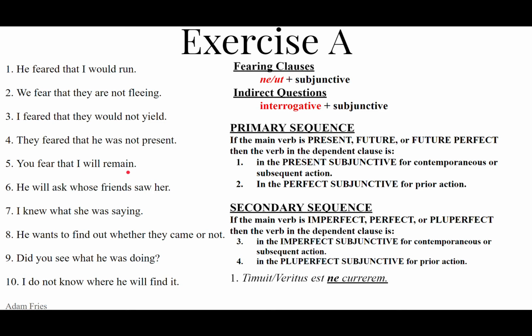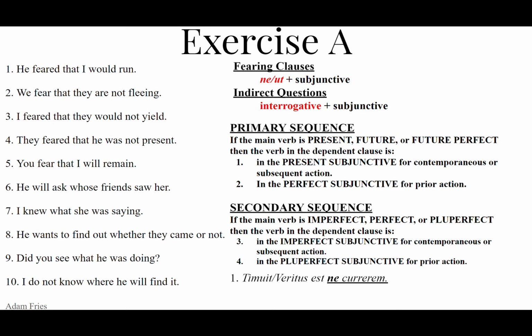When you see a will in a fearing clause, you're going to go with the present subjunctive because it shows a subsequent action to the main verb. You fear that I subsequently will stay. So that's the present subjunctive of maneo, manere, mansi, mansus. So you fear that I will remain. Times, and then I will do this. Ne, you don't want me to do this because you're scared of it. Times or vereris, ne I will remain. So I could say maneam, the present subjunctive of maneo.